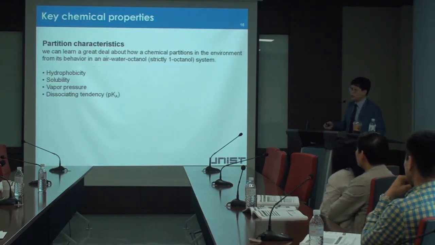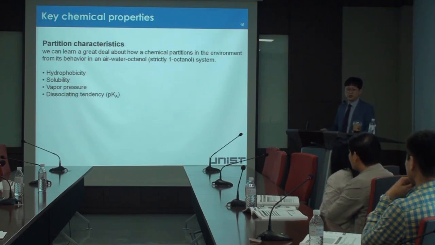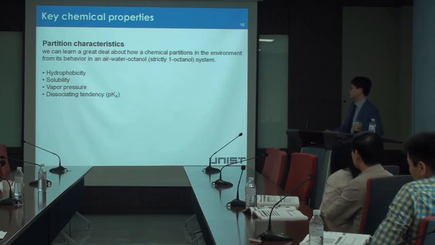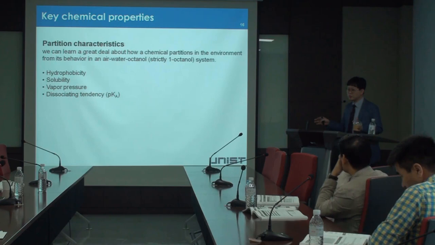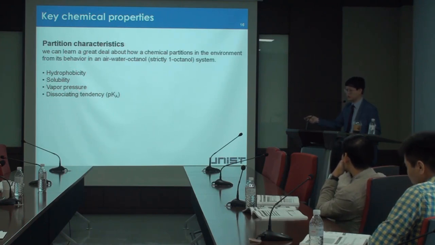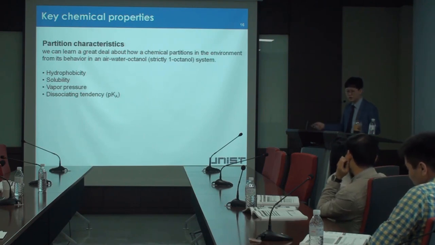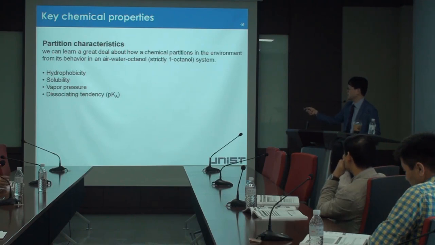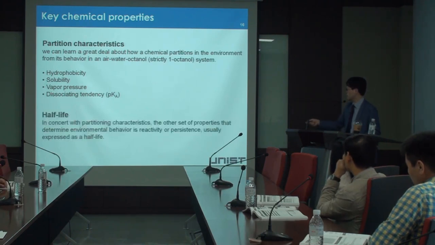For the understanding of environmental behavior, there are two key chemical properties. There are many different physical-chemical properties of a chemical, for example hydrophobicity, solubility, vapor pressure, dissociating tendency, and so on. Among them, the partition characteristic is very important, and the second one is half-life. Degradation half-life is very important.